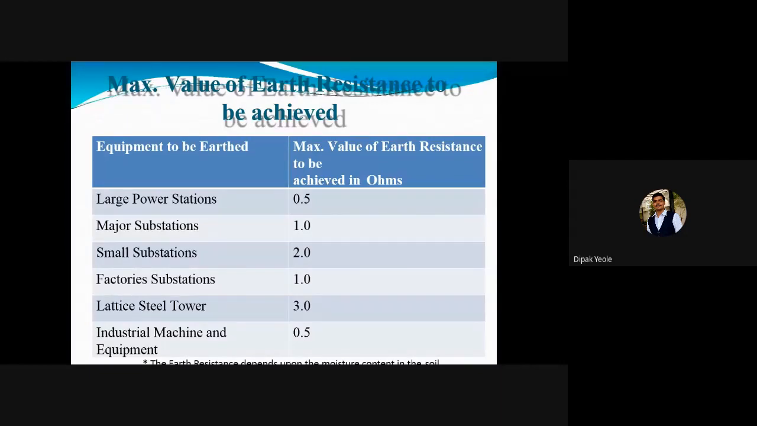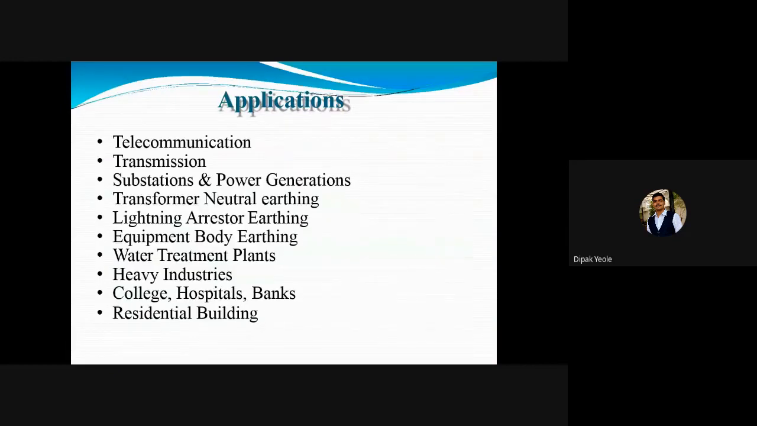You can remember it in such a way: 0.5, 1, 2, 1, 3, 0.5. Or you can rearrange these terms as 0.5, 0.5, 1, 1, 2, 3, so that you can remember easily. I have arranged it as large, major, small, factories, lattice, steel and industrial machine. You have to decide how to remember this table, but you have to remember it somehow.